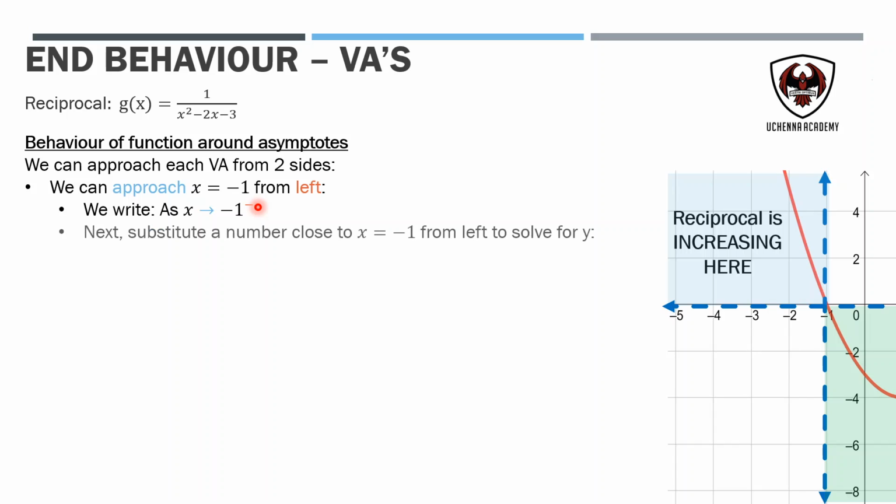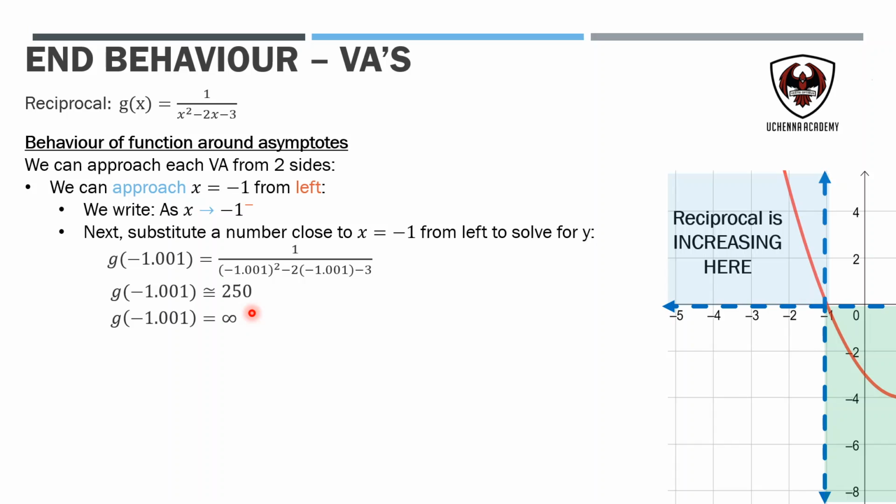And what number can I put in? Let's see. I'll pick -1.001. That's really, really close to -1 to the left of it. I substitute that number in for x, and I solve for y, and I get approximately 250. You can stop the video and try to do that on your own calculator and see what number you get. 250 to me means positive infinity. So I'm going to say as x approaches -1 from the left side, y approaches positive infinity.